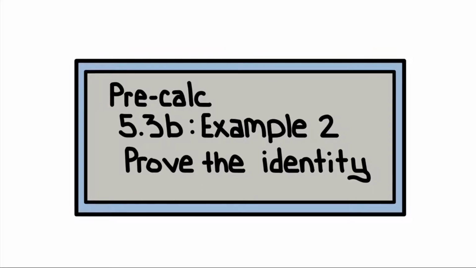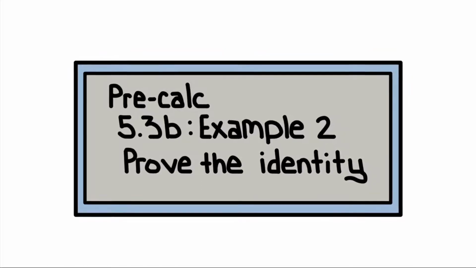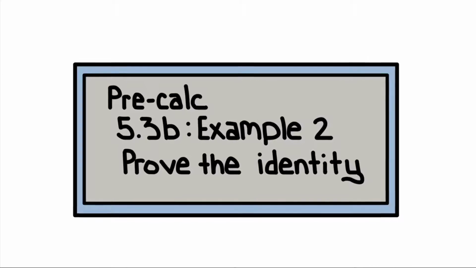This is the second example for Chapter 5, Section 3, Part B. We want to prove that the tangent of theta minus 3 pi over 2 is equal to negative cotangent of theta.